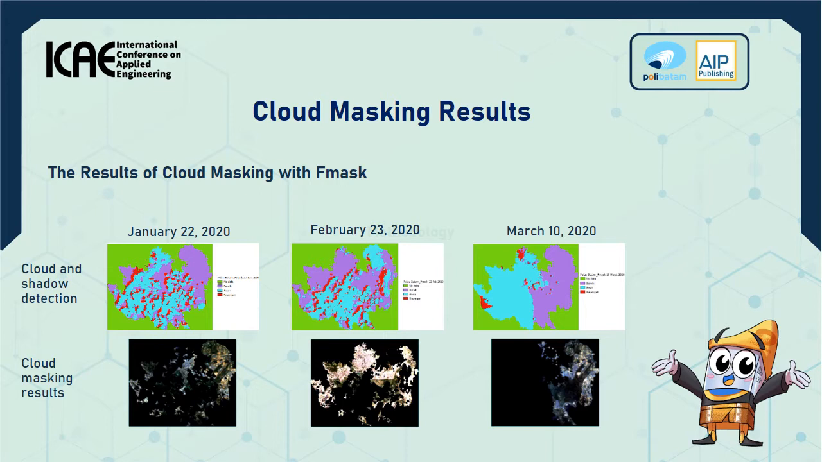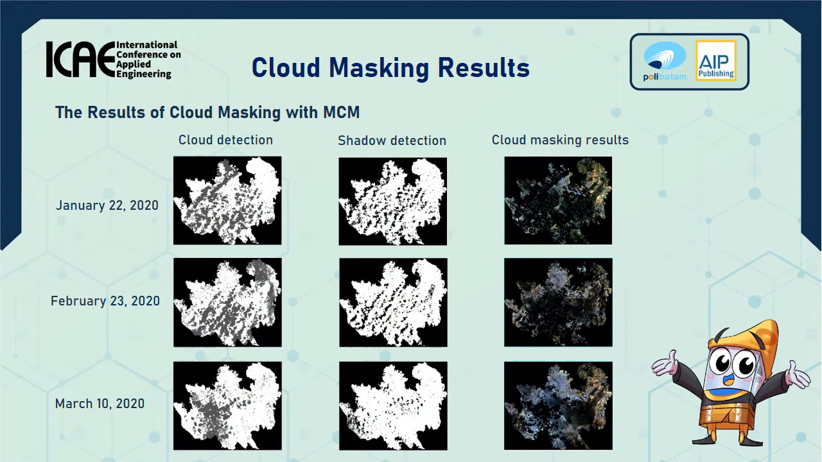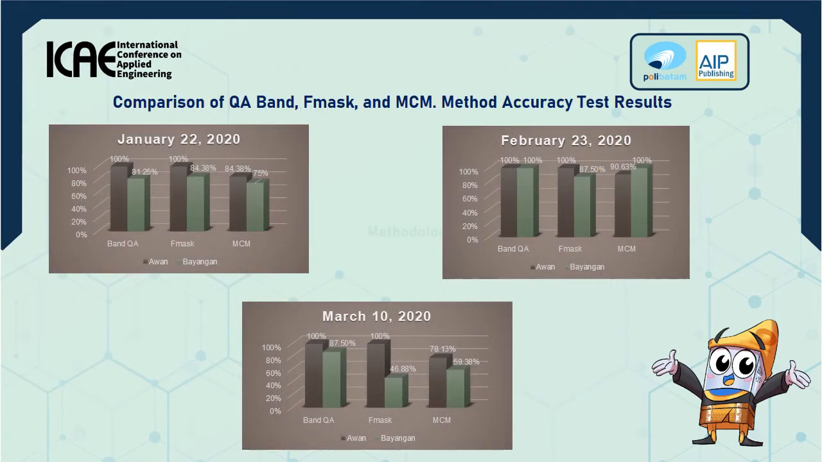The results of cloud masking with FMASK. The picture above is cloud and shadow detection. The picture below is cloud masking results of January 22, 2020, February 23, 2020, and March 10, 2020. Results of cloud masking with MCM is cloud detection, shadow detection, and cloud masking results of January 22, 2020, February 23, 2020, and March 10, 2020. Comparison of QA band, FMASK, and MCM method accuracy test results.